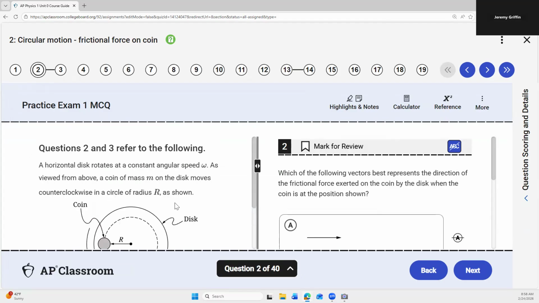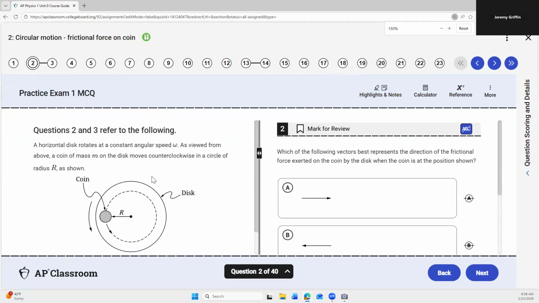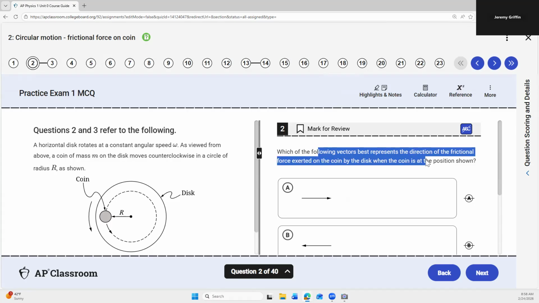Number 2. A horizontal disc rotates at a constant angular speed. As viewed from above, a coin with mass m on the disc moves counterclockwise in a circle of radius r. Which of the following vectors best represents the direction of the frictional force exerted on the coin by the disc in the position shown?